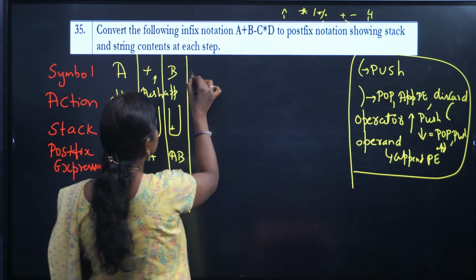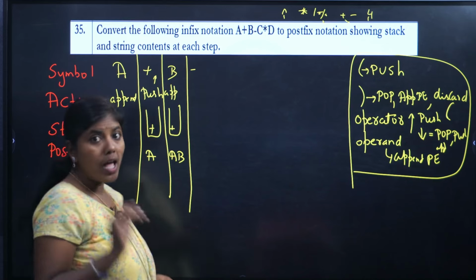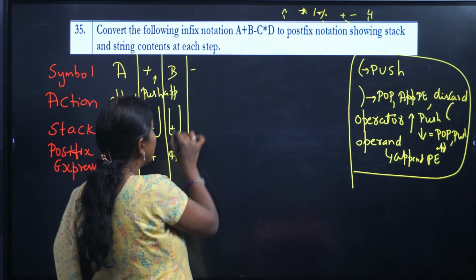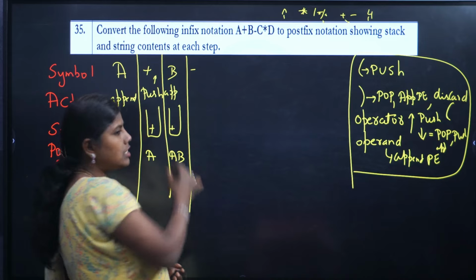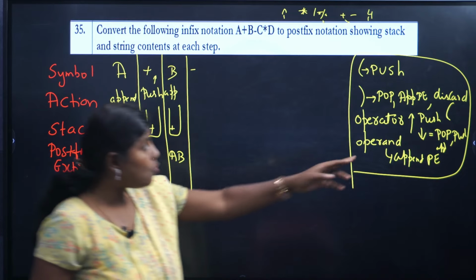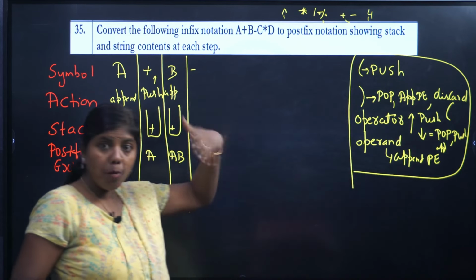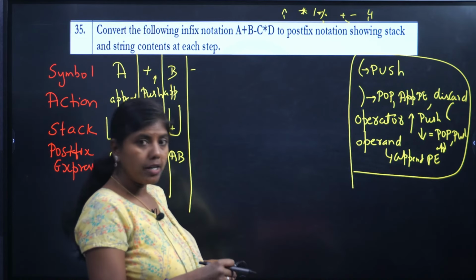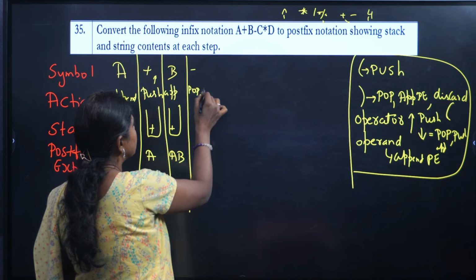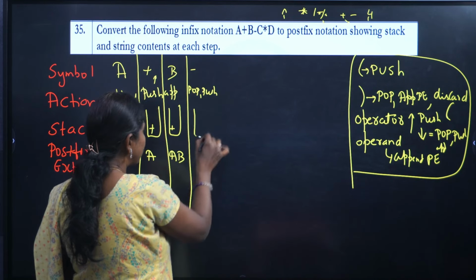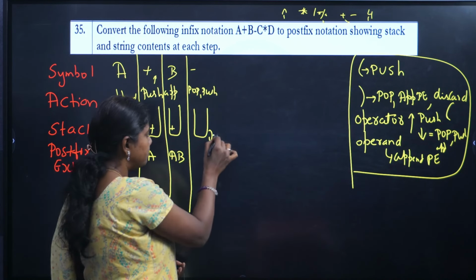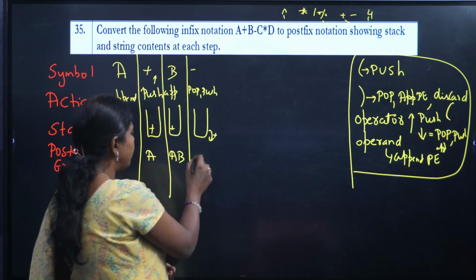After this, what do we have? This is going to be minus. Minus is an operator. Operator means check for the precedence. Precedence of minus and plus, check with the stack operator. Same precedence. Equal precedence means keep on popping. Pop it and then append it. Okay, I have to pop and then push. I will pop out this. I have popped out this. When I pop it, I have to push it.